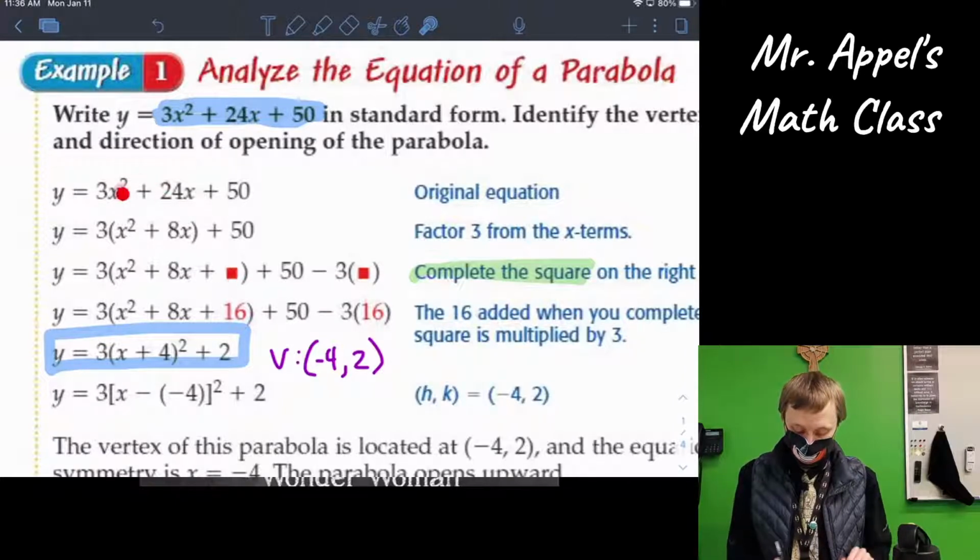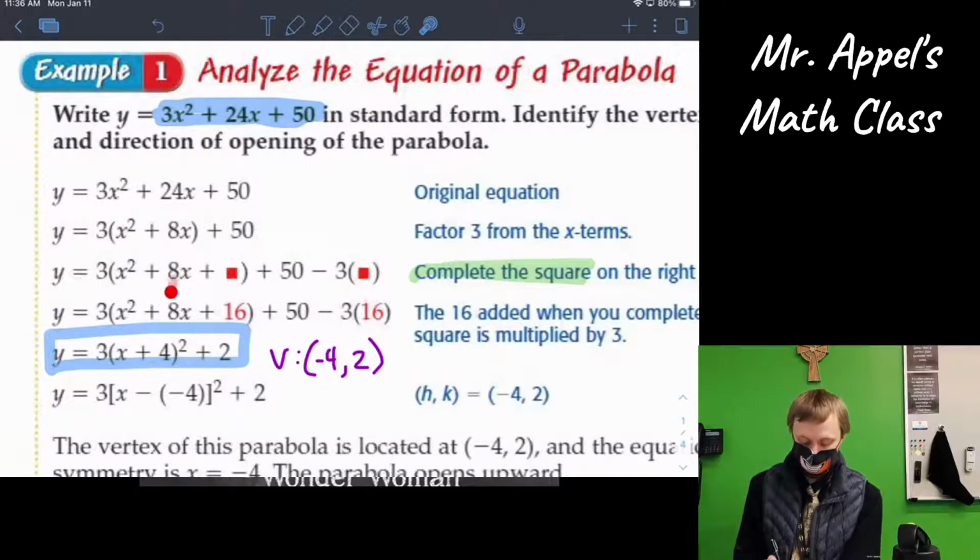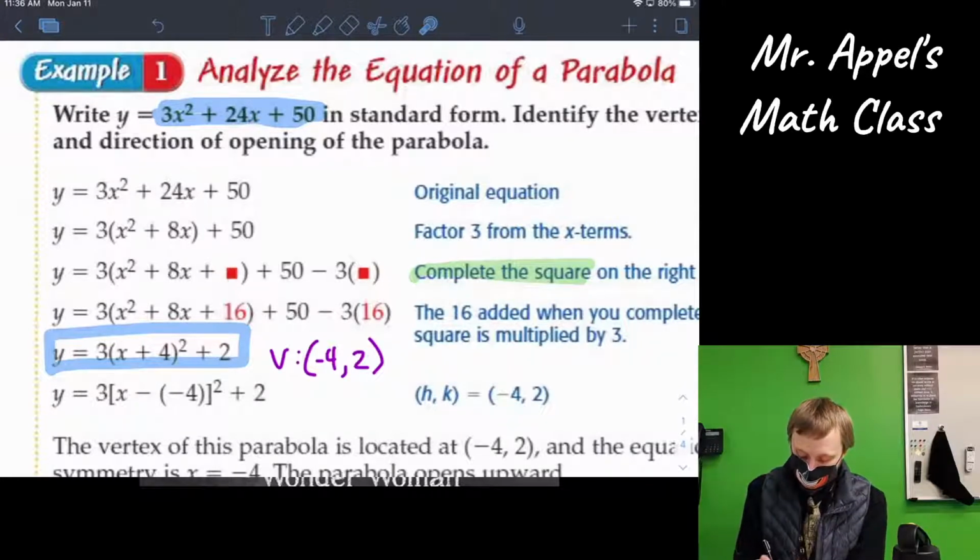We want to construct this as if we could factor it. So we want to group the x's together. I would like to GCF out that 3 there, keep it nice and simple for me. And then from within here, what do I have to add to make this a perfect square? Turns out 16, right? Half of the b term, take half of 8, that's 4, square that gives us our number. And if we add that, we also have to subtract it.